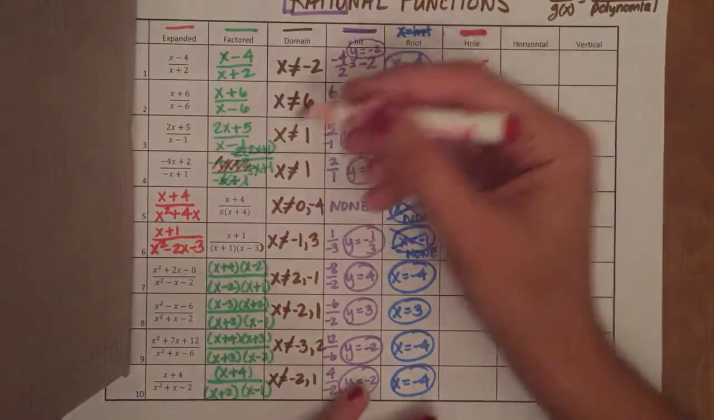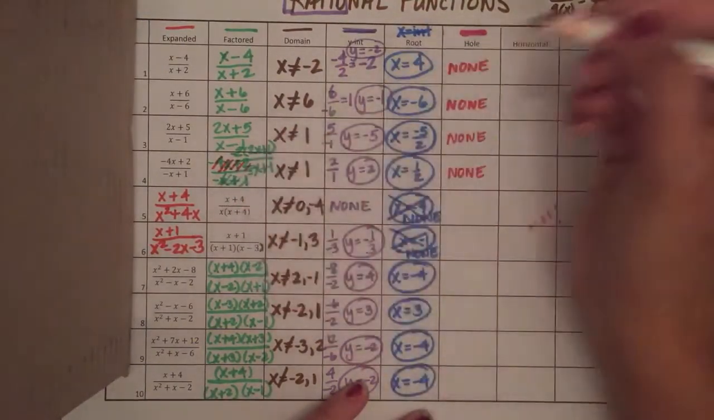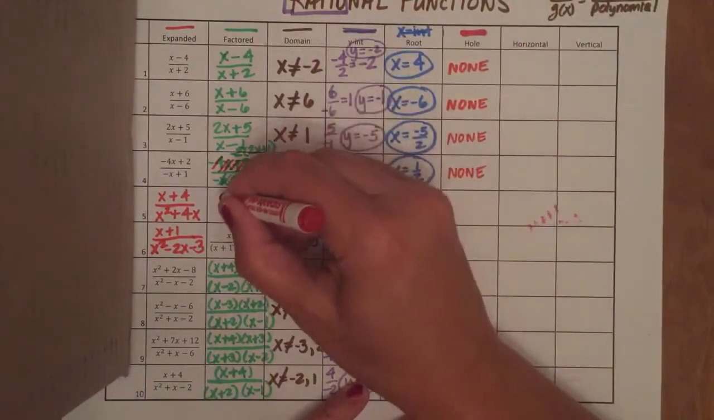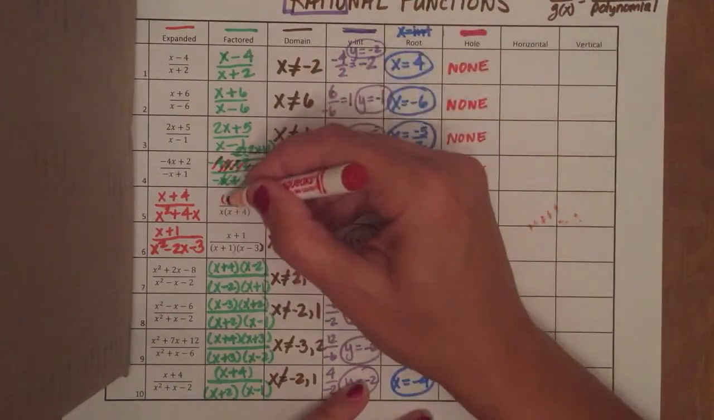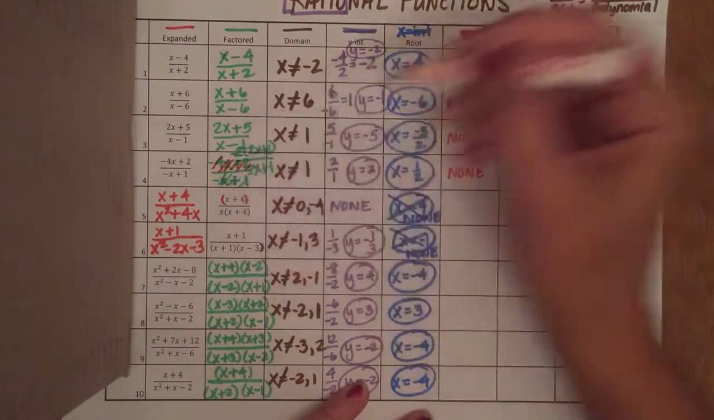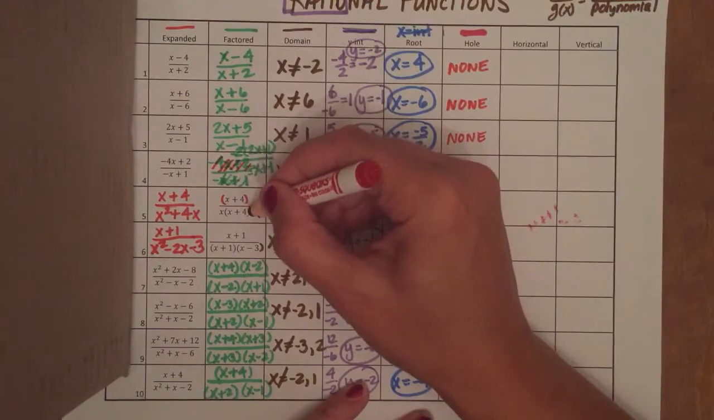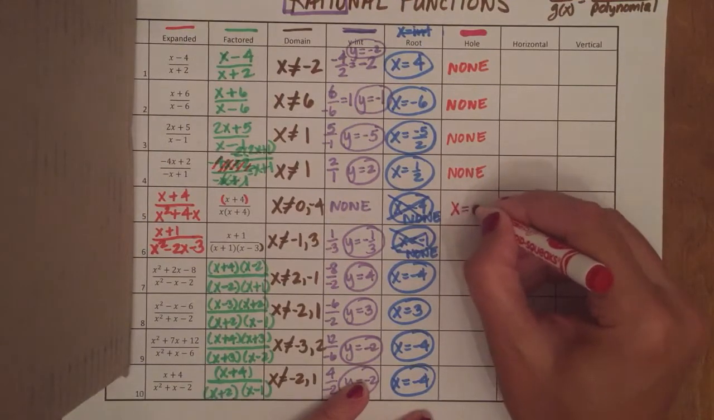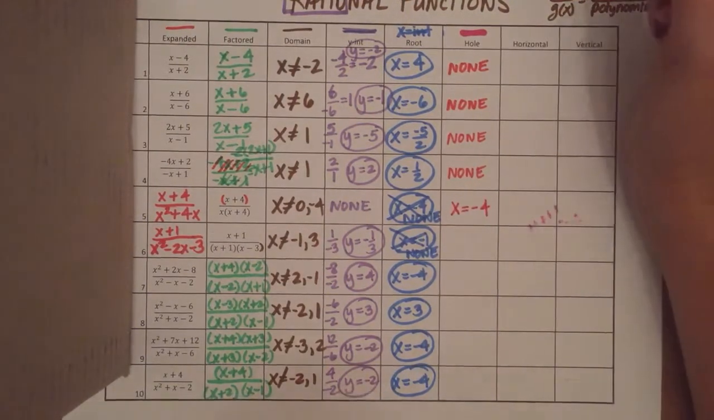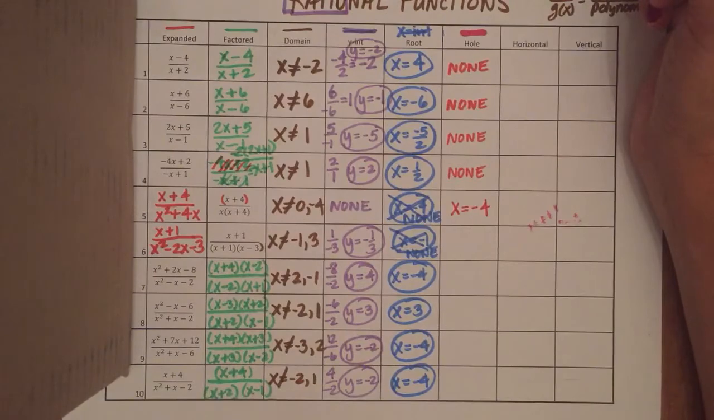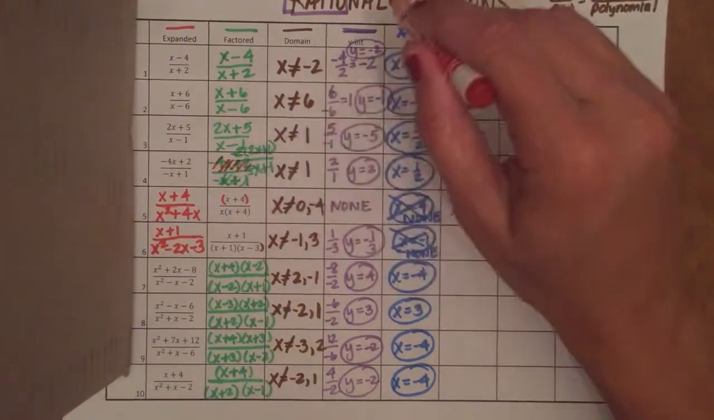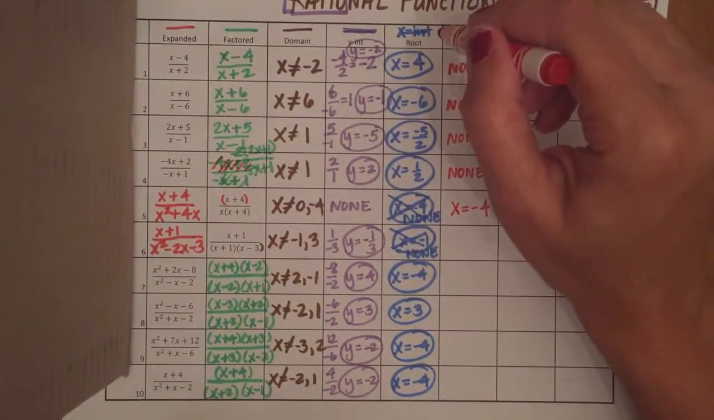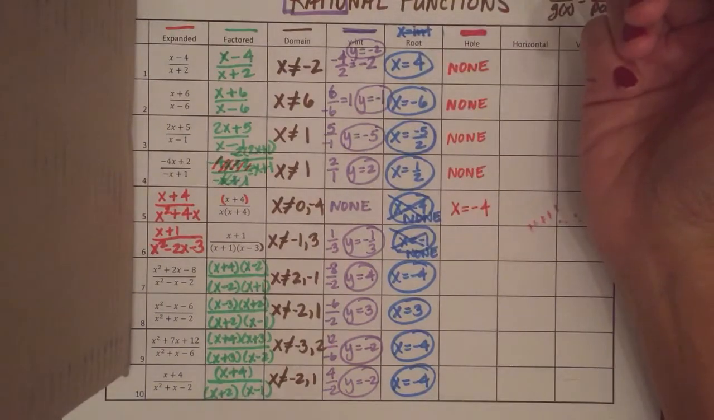I have x plus 4 over x times x plus 4. I do have what I'm looking for. I have the repeating factor. So I would set what value would make x plus 4 equal 0, and that is negative 4. You have a hole at x equals negative 4. So this function is going to carry on its way, and it's going to have a hole at negative 4.